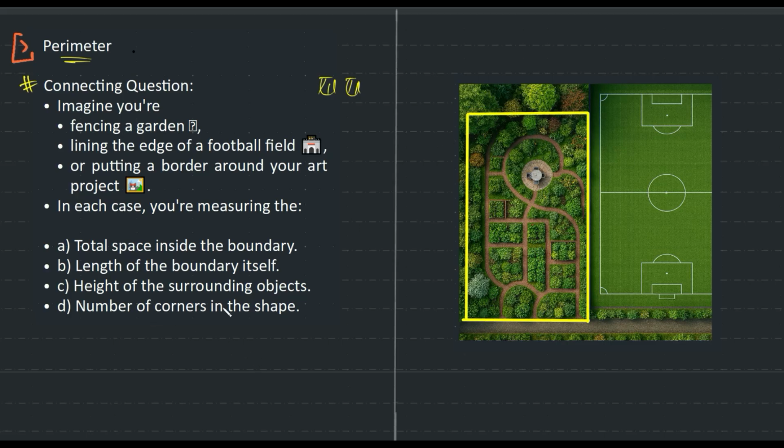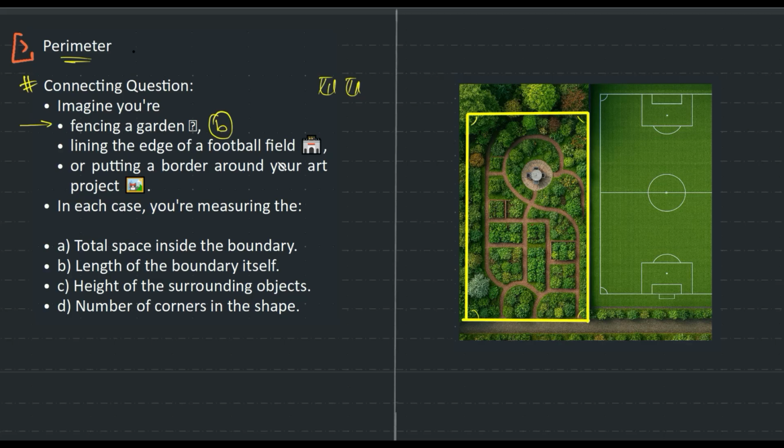Do I consider the height of the surrounding object? Do I consider the height of these trees? Or the number of corners in the shape? Say this has 4 corners. Should I consider that? What should I consider when I'm fencing a garden? Yes, the answer is B.